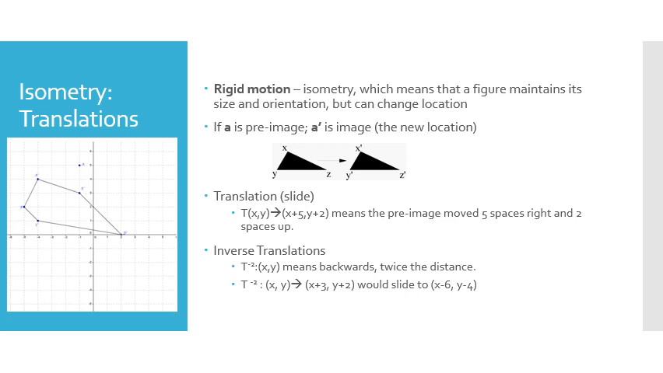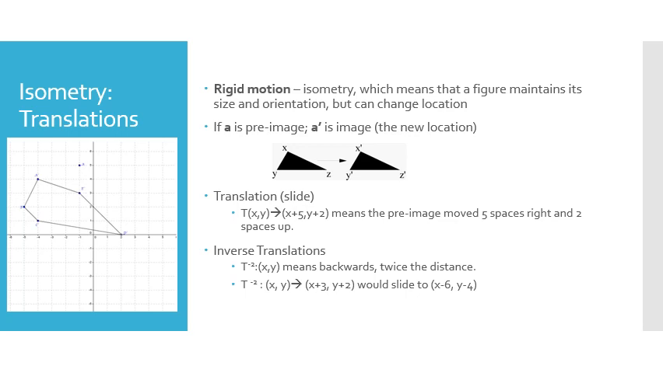Three of the transformations that we're talking about are isometries: the translations, the reflections, and the rotations. When we get to dilations, those are not considered isometries because the size changes.